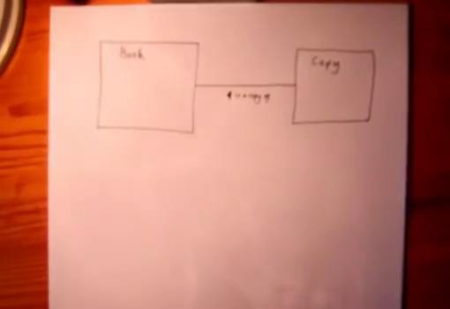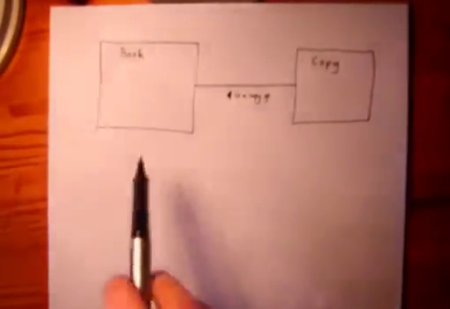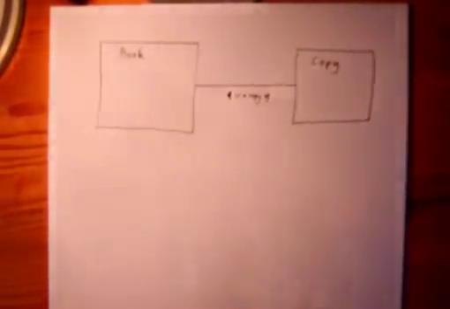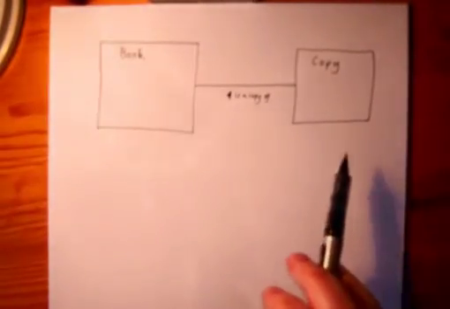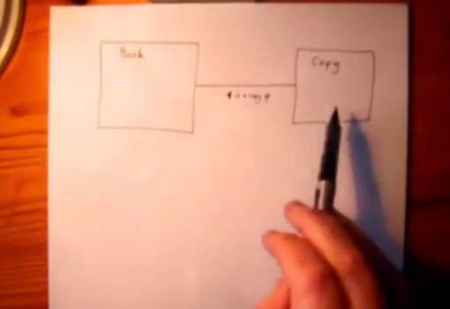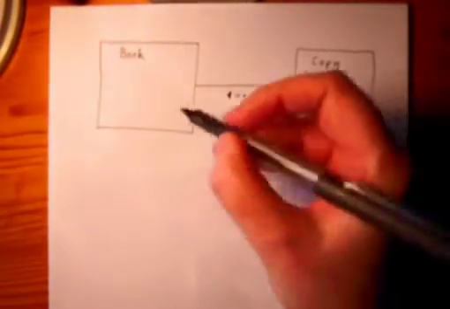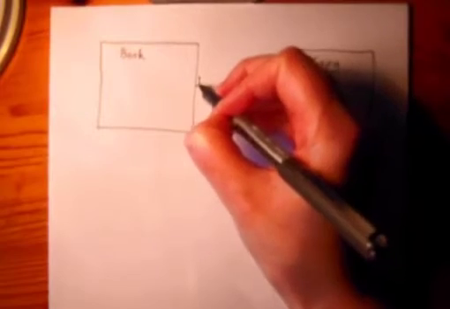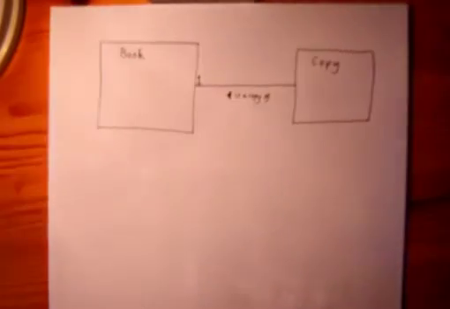One more thing I want to put on here is multiplicities. Okay, we've got some book objects and we've got some copy objects, but how many of each have we got that are linked? Well, if you pick one copy object, it's going to be a copy of exactly one book. And we represent that by putting a 1 at the book end of the association.